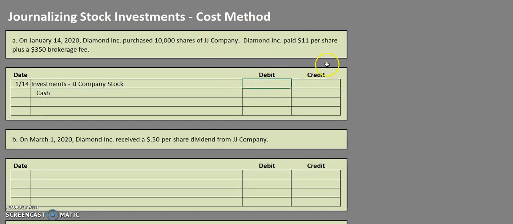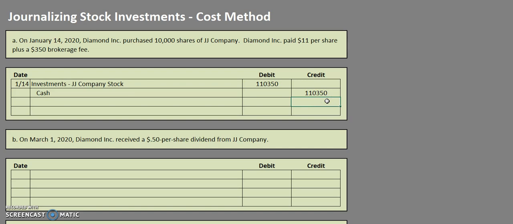because we are spending cash on this investment. As for the amount, we are purchasing 10,000 shares at $11 per share, plus we are paying a $350 brokerage fee. That brokerage fee doesn't get its own account. We lump that in with our debit to Investments-JJ Company stock. So all in all, we end up spending $110,350 on these shares.